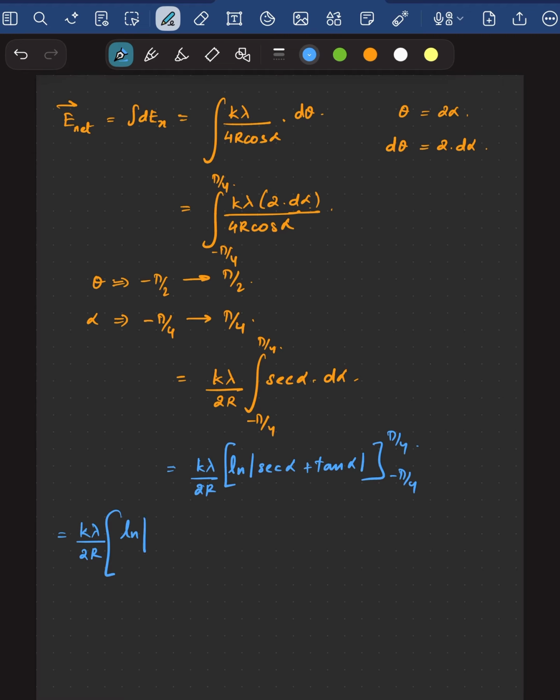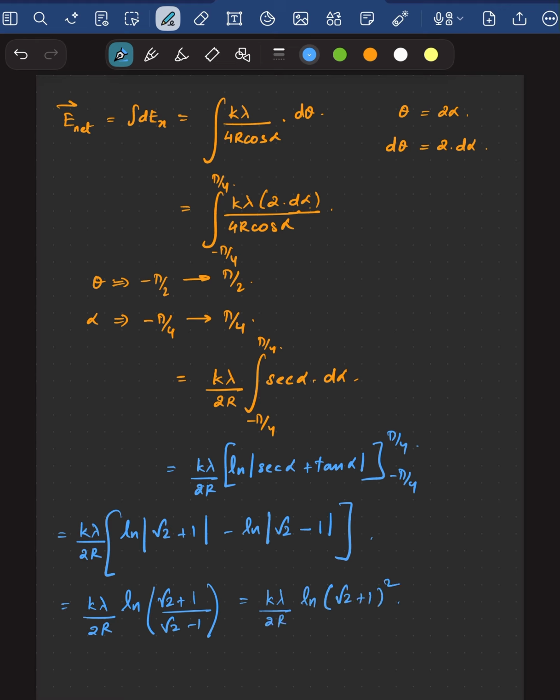log of secant of pi by 4, which is root 2, plus tan of pi by 4, which is 1, minus log of secant of minus pi by 4, which is secant of pi by 4 only, so once again root 2, plus tan of minus pi by 4, which is minus 1. So this becomes k lambda by 2r log of (root 2 plus 1) by (root 2 minus 1), which after I rationalize becomes k lambda by 2r log of (root 2 plus 1) whole squared. So this will be equal to k lambda by r log of root 2 plus 1.